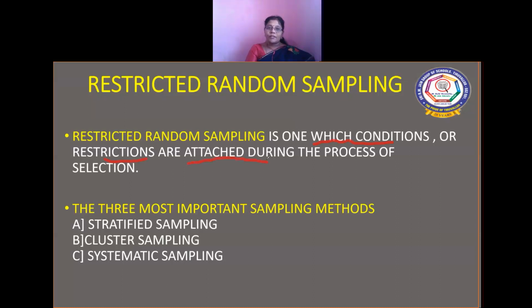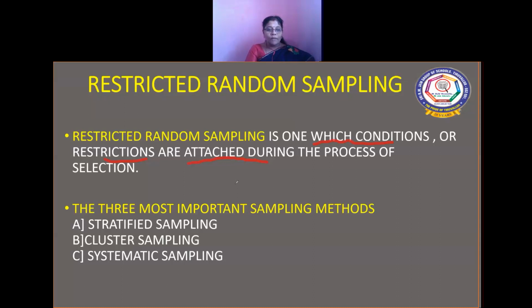In unrestricted random sampling, we need not follow any conditions or restrictions. But in restricted random sampling, we have to follow certain conditions and restrictions during the process of selection. In our previous method we discussed the draw of lots and the random number table. But here the sample is selected following a particular method. So the aim is to bring greater accuracy in results.